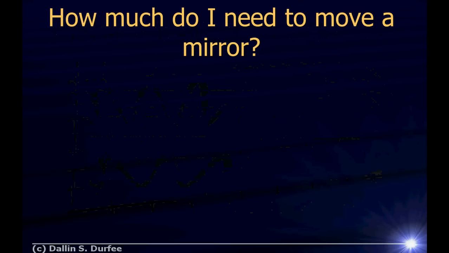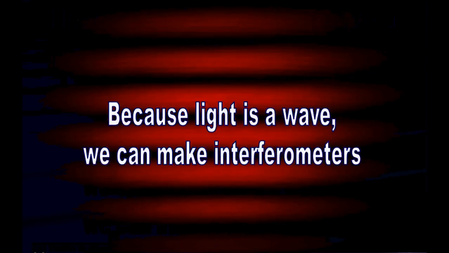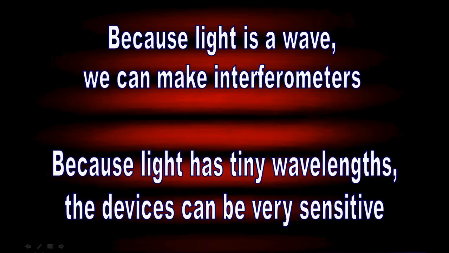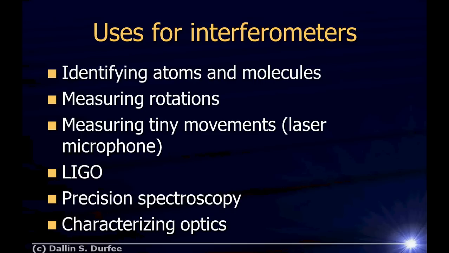So how much do I need to move a mirror to go from a bright fringe to a dark fringe in a Michelson-Morley interferometer? 1/4 of a wavelength. How much to move from a bright fringe to a dark fringe and back to a bright fringe? That's going to be half a wavelength of the light. So, because light is a wave, we can make interferometers, and because light has tiny wavelengths, these interferometers can be extremely sensitive. What are they good for?